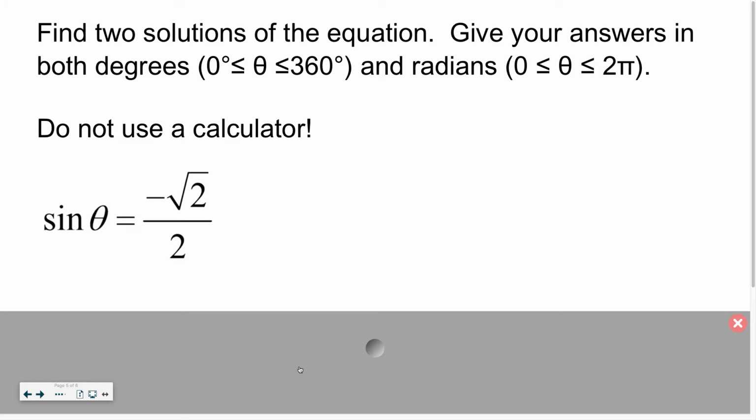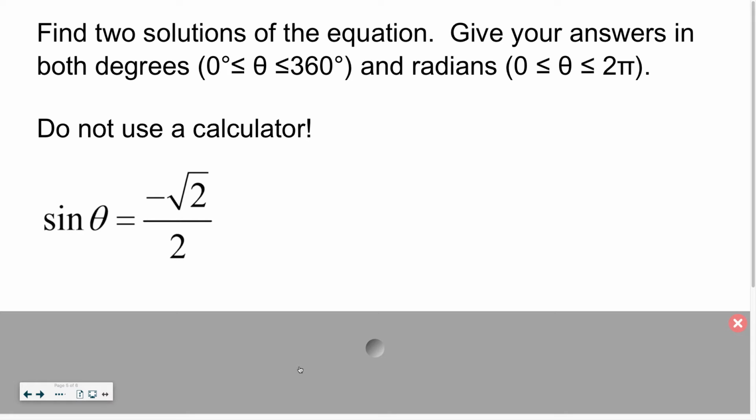So we have the sine of theta is equal to negative square root 2 over 2. Here's what I'm thinking about. Sine is which coordinate? Y's. When y is negative, you are going down. So you're in quadrant 3 and 4. What angles in quadrants 3 and 4 have sines that are negative square root 2 over 2?